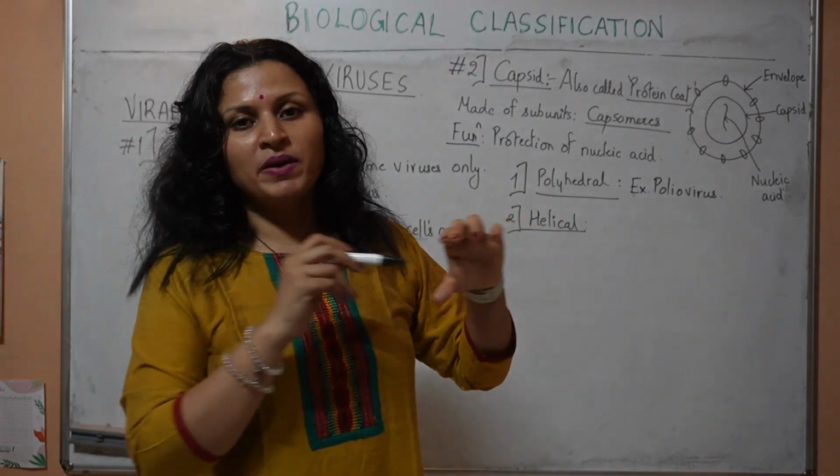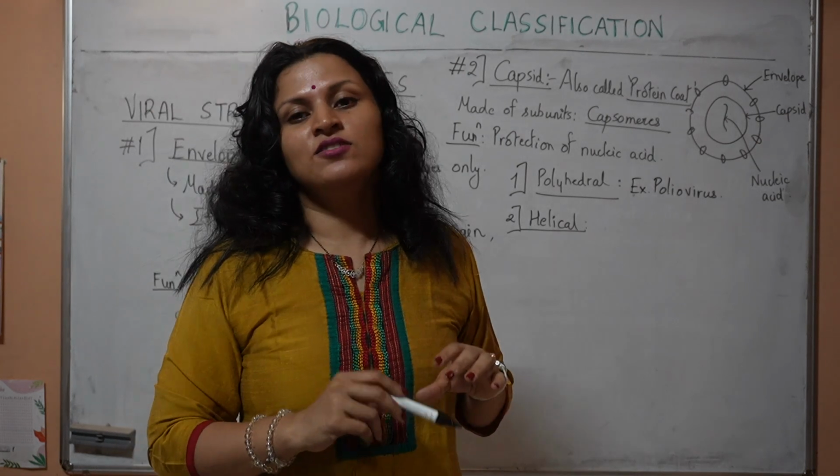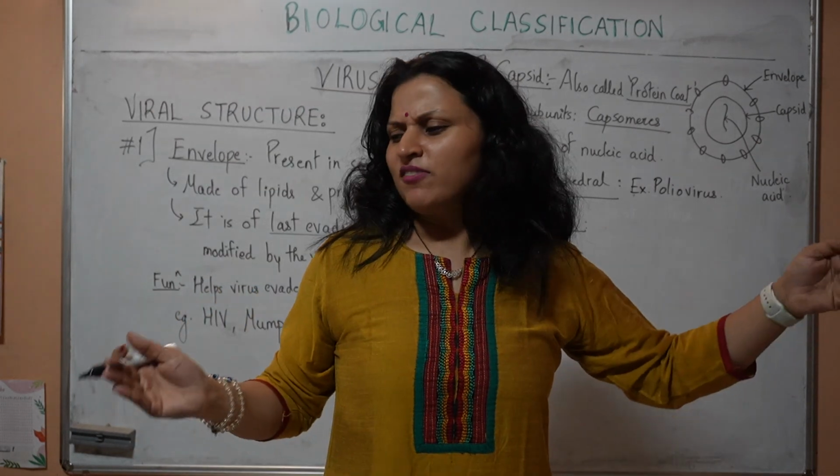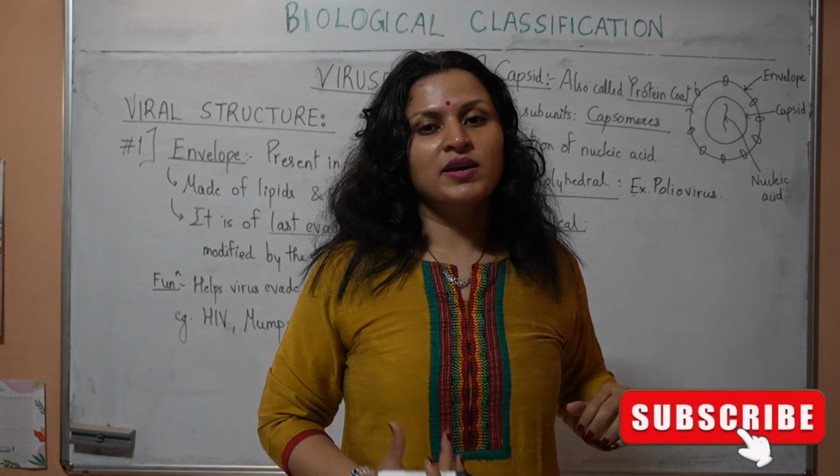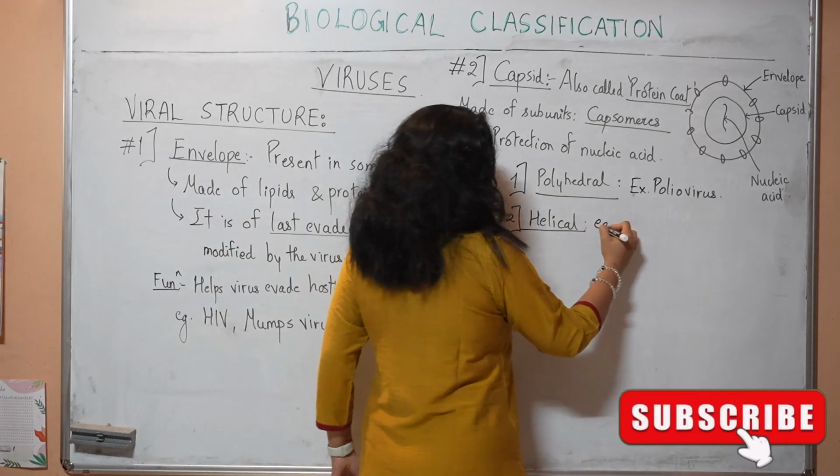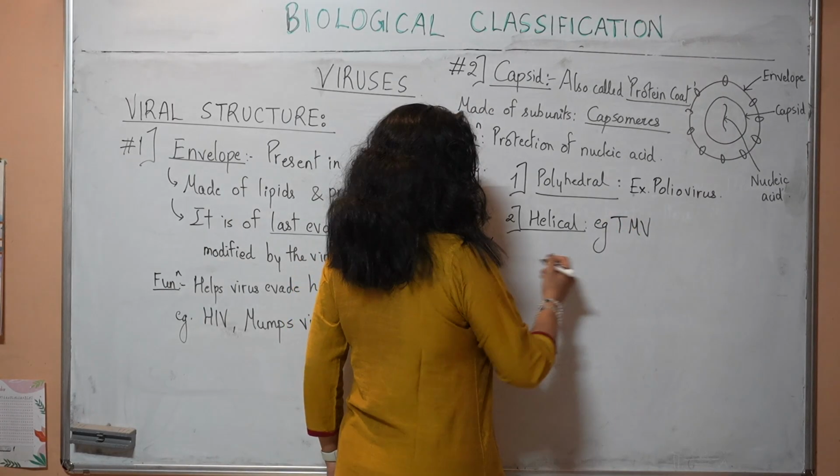You see the tube has a space. This space can accommodate the nucleic acid. Probably they will cover the ends. The nucleic acid will remain inside. Helical shape. Example, TMV, tobacco mosaic virus.